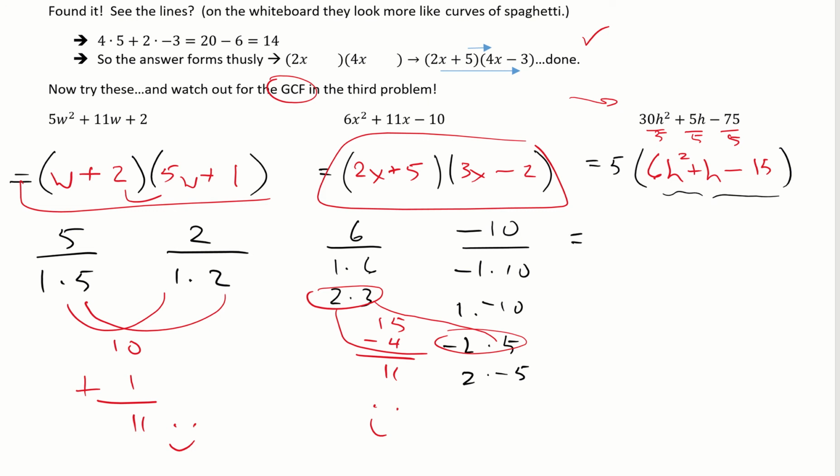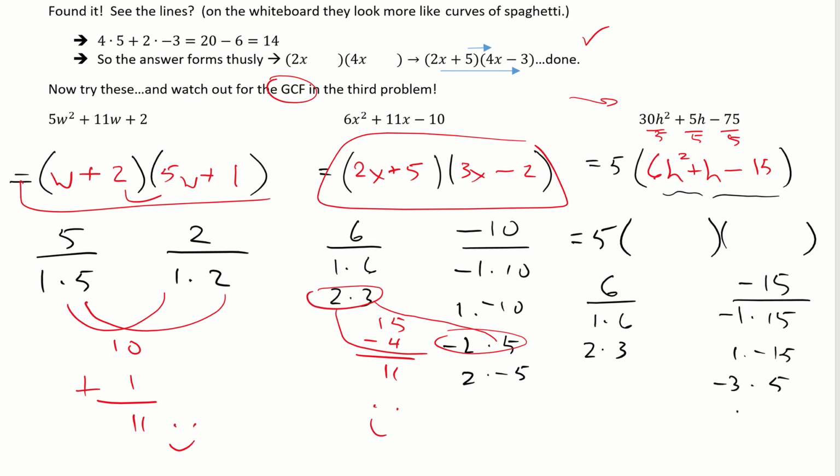So we know it's going to be a 5 times something times something. So I'm going to look at the factors. Factors of 6 again. You get kind of familiar with them. 1 times 6, 2 times 3. And the factors of minus 15. Watch the sign. Minus 1 times 15. 1 times minus 15. Minus 3 times 5. 3 times minus 5. And spaghetti. Okay, so we need a single 1.